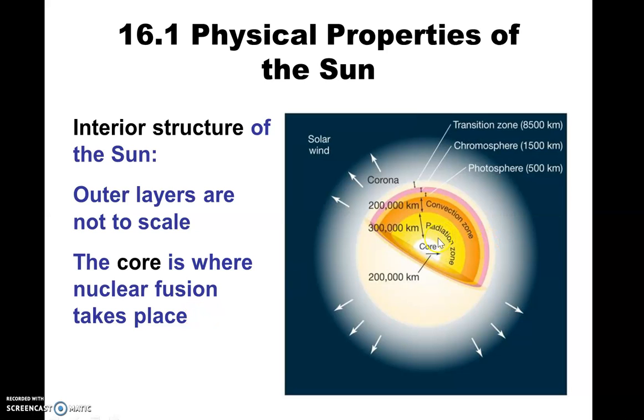All right. So remember, the main thing is the core is where fusion takes place, where hydrogen is turned into helium. The radiative zone is where those photons are free to travel, and then they reach this more opaque region. Opaque is just you can't see through it. The photons get absorbed, and that's called the radiative zone.